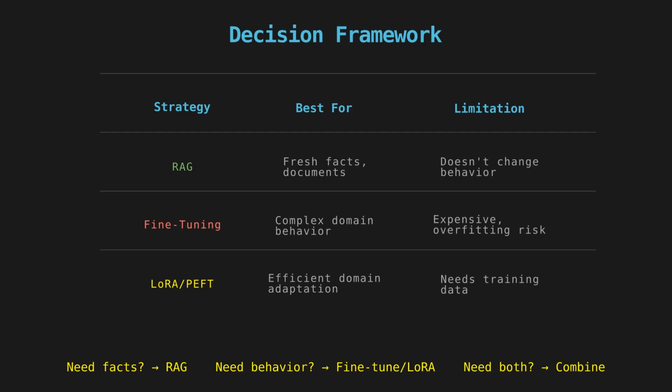Use LoRA when you need the benefits of fine-tuning, but full training is too expensive, or when you need to maintain multiple specialized versions of the same model. And for the most demanding use cases, combine RAG with LoRA: give the model both external knowledge through retrieval and adapted behavior through the LoRA adapter. No single method is always best. The right strategy depends on what your problem actually needs.